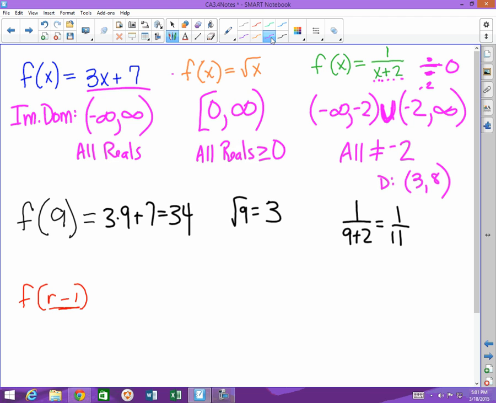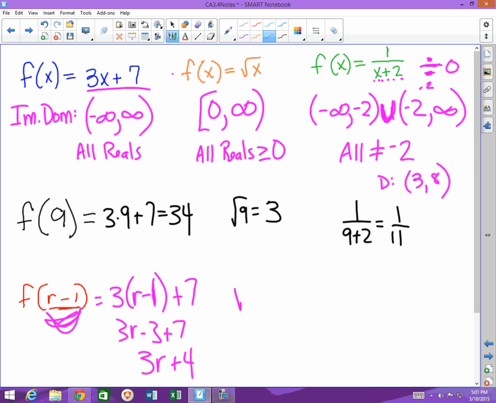Then f of r minus 1, that means now r minus 1 has to substitute in for x. So you would have 3 times r minus 1 plus 7. Now you can simplify this to get 3r minus 3 plus 7. So then you would have 3r plus 4.